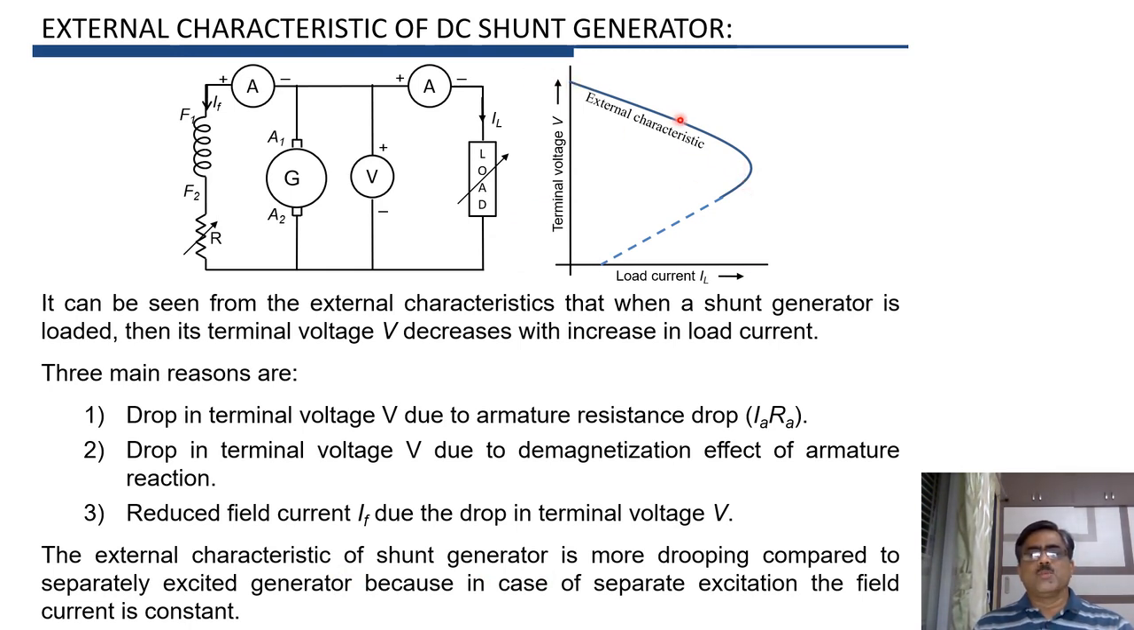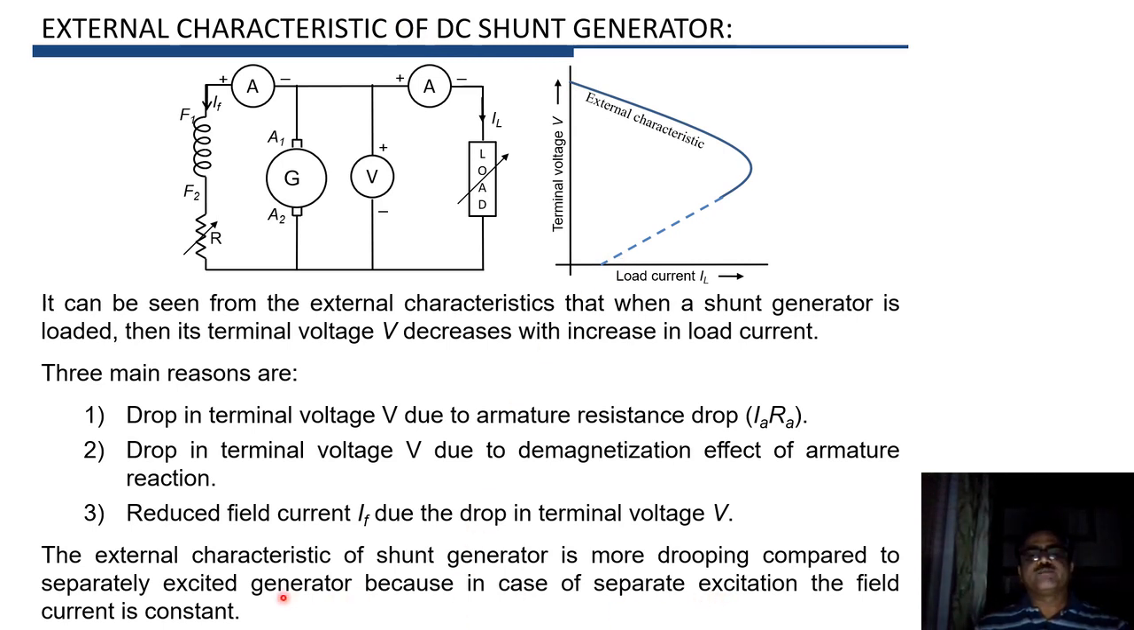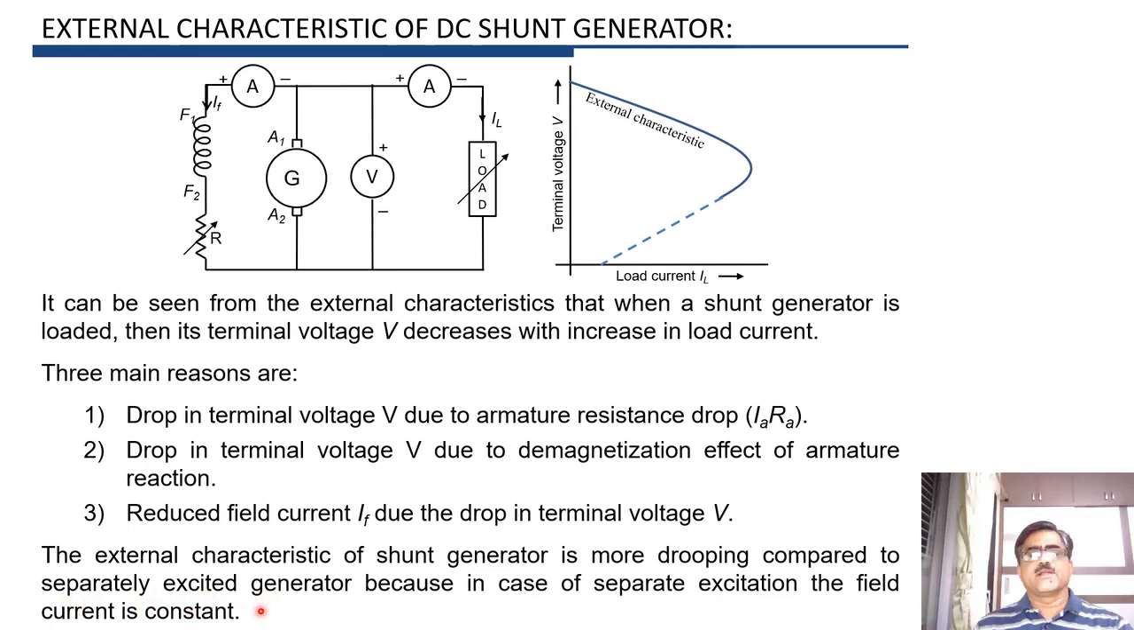And this droop in case of a DC shunt generator is more as compared to the separately excited generator, because in case of a separately excited generator, the field is excited by a separate independent power supply, and therefore in that case field current IF is not dependent on terminal voltage V.